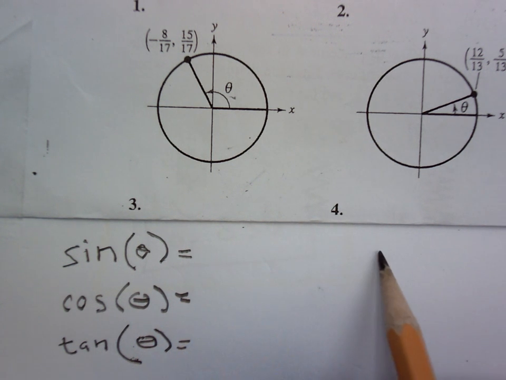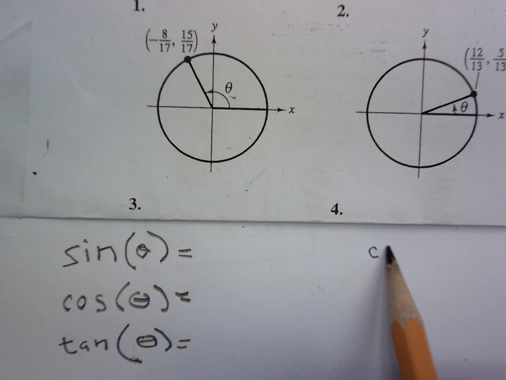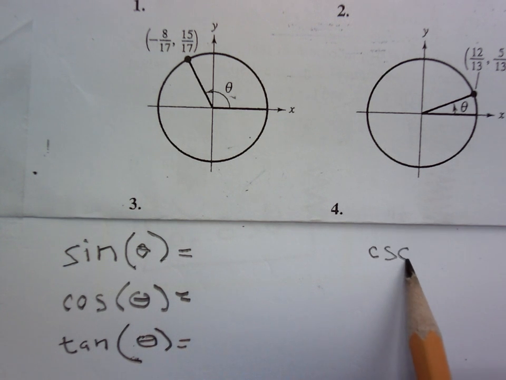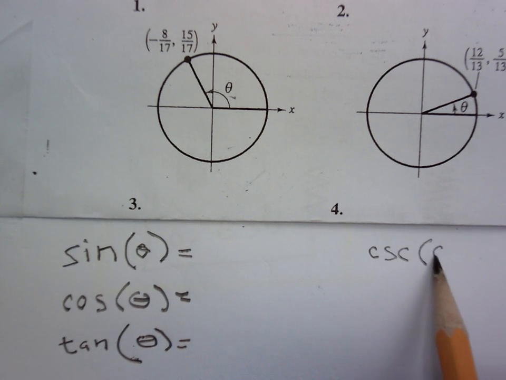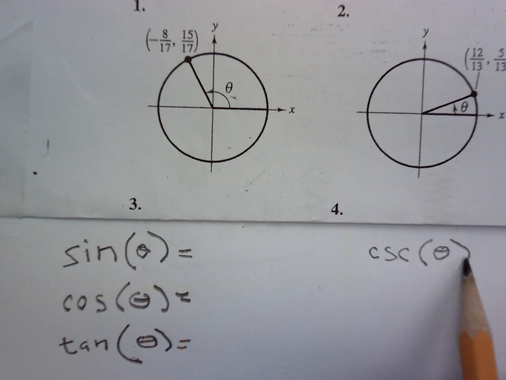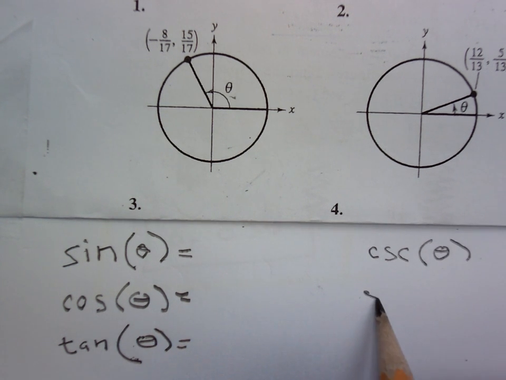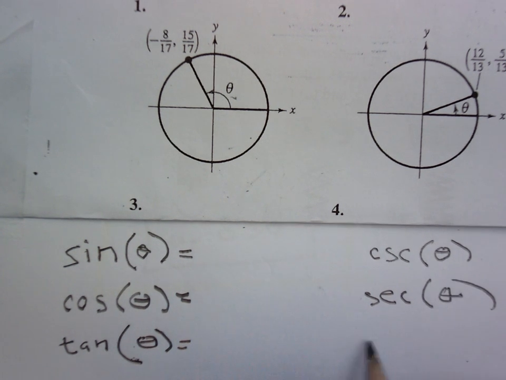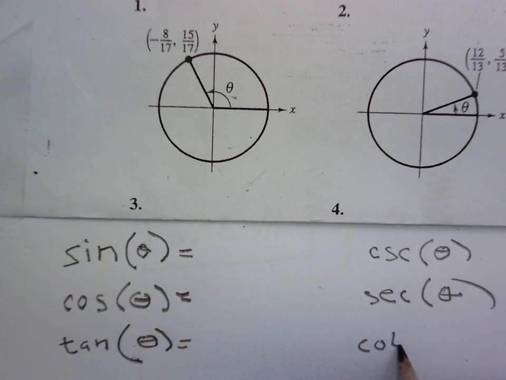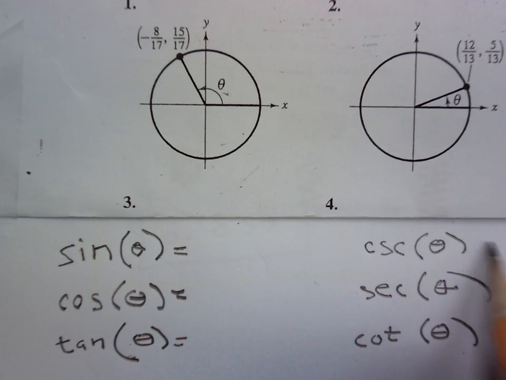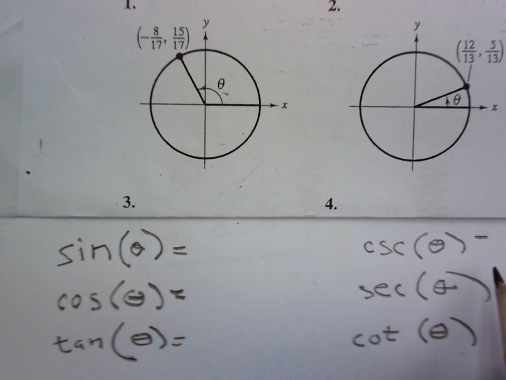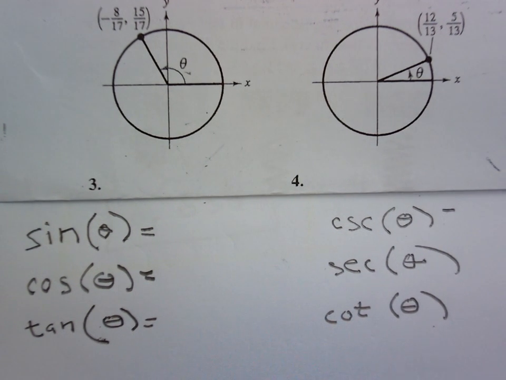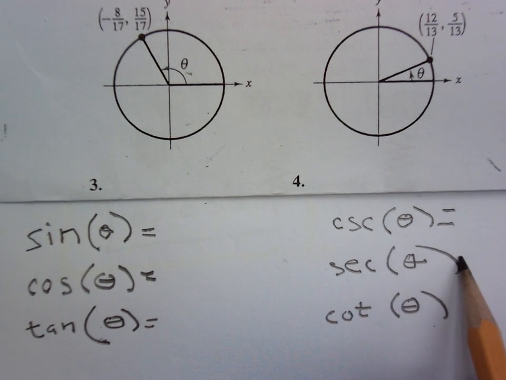What's the reciprocal of that? Cosecant. It's called cosecant, but we abbreviate it CSC. Don't forget to write an argument. What's the next one? Secant of theta. And the last one is cotangent of theta. So there are 6 parts to this. Also put in equals, because we have to put our answer. I need to shrink it just a little bit more so we have room.